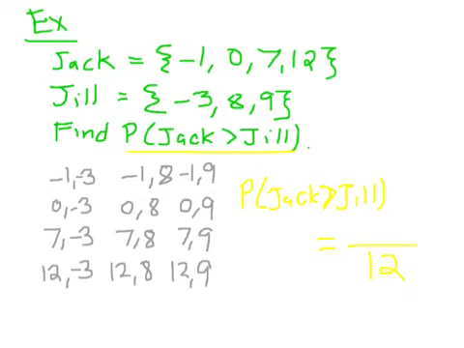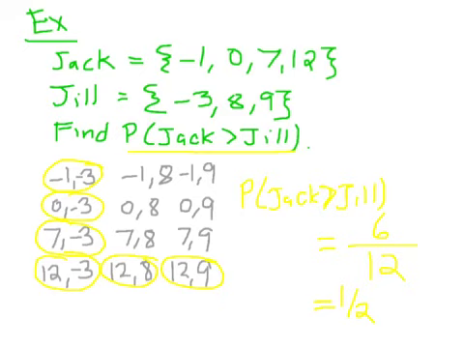-3 is the smallest number, so all of these are cases where Jack beats Jill. We want the bigger number, so this one is true, and this one. I think that's it, right? In every other case, the second number is bigger. Is that true? Yes. So how many of those situations did Jack beat Jill? 1, 2, 3, 4, 5, 6. So 6 out of 12, and that ends up being 1/2. Again, why could I use enumeration? Because there were only 12 possible outcomes.